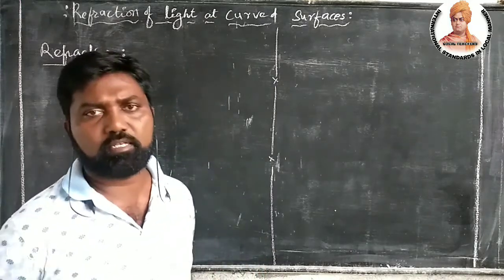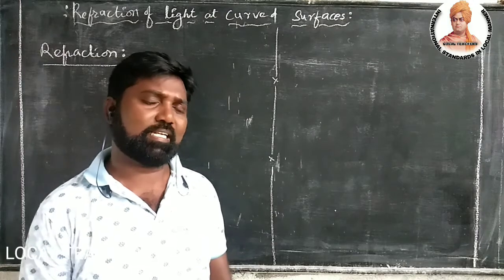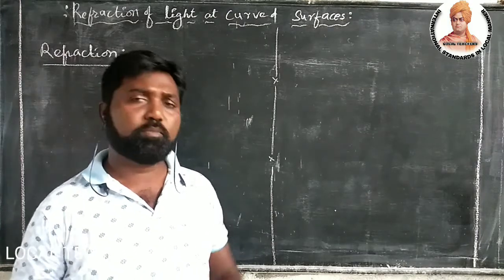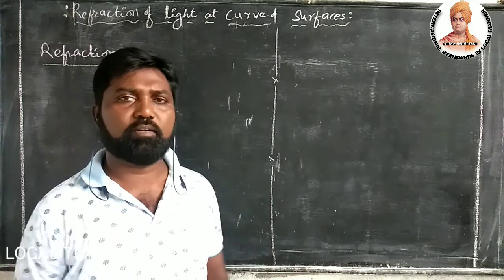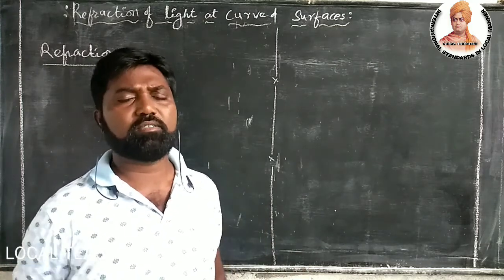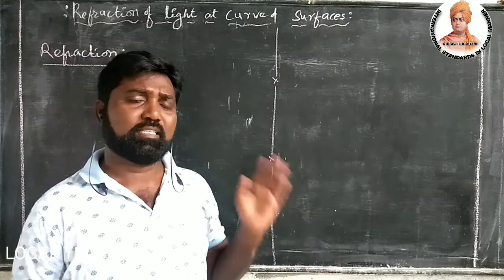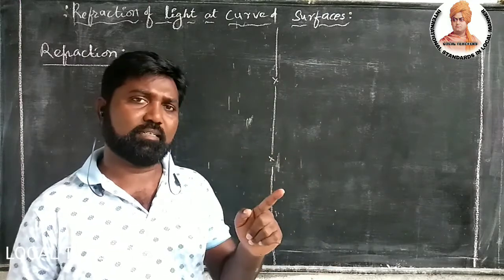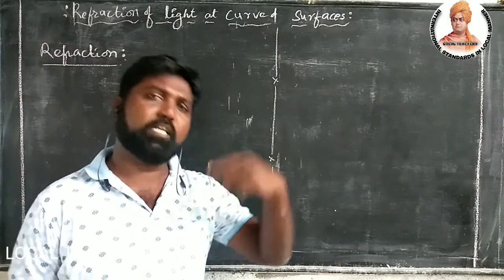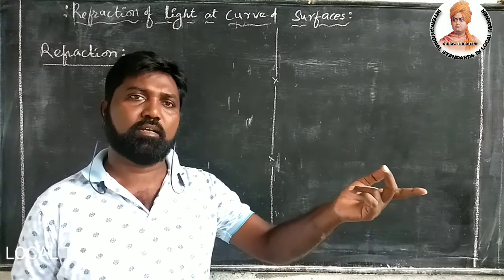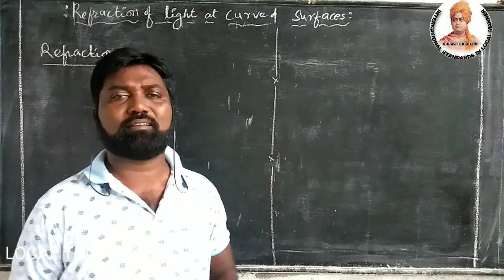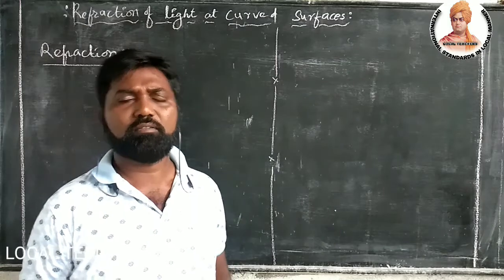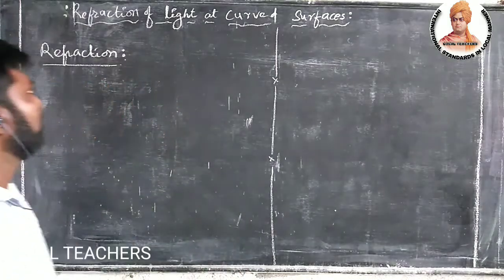Today we are going to discuss refraction of light at curved surfaces. So before going to discuss that, first we will try to learn what is refraction. Refraction is nothing but the change in direction of the light from passing one medium to another, due to change in its speed. So for that, consider one example.